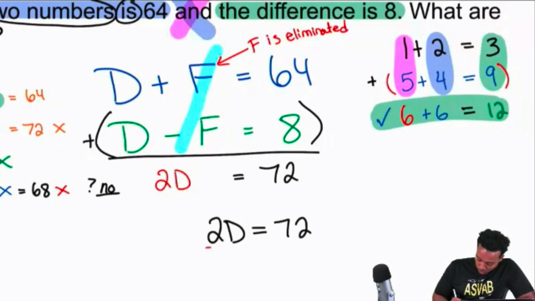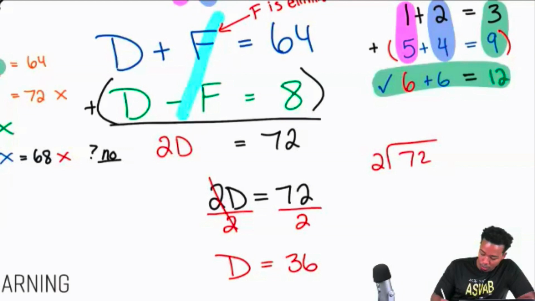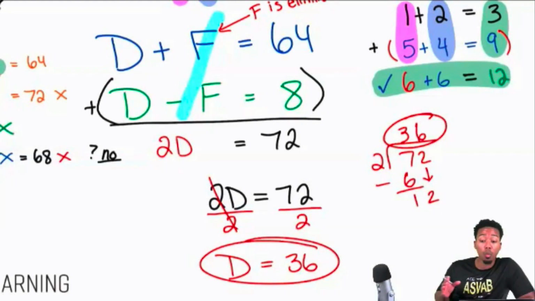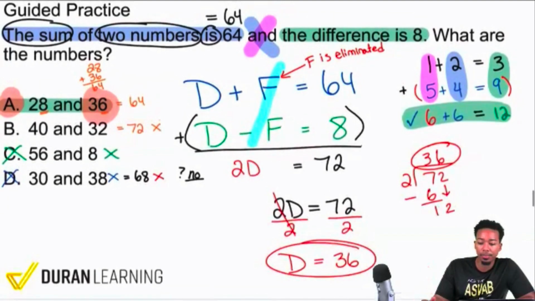And so when we do that, boom. There it is. D equals 36. Because if we divide 2 into 72, 2 goes into 6 3 times. Drop the 2, 2 goes into 12 6 times, 36. And so one of the numbers is 36, and you can automatically tell that A would be correct. So you could solve it and still get it done that way.